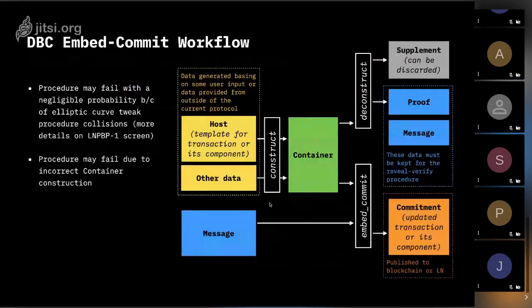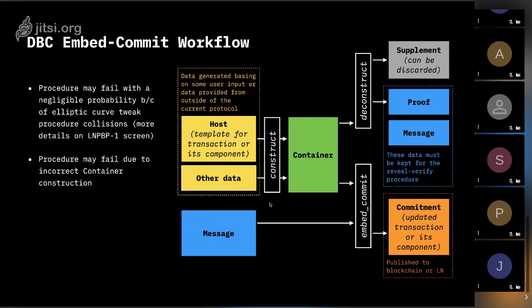That's the workflow of deterministic Bitcoin commitments, linking all these terms together. So there are basically two stages. The commitment stage, which for these commitments we name embed commit, because with a normal commitment, you have a message and you create a commitment from it. With these commitments, you have a host, basically not even a host, but a host inside a container, and a message at the beginning, and you embed a commitment to the message into the container. So we name it embed commit to distinguish it from the simple commit procedure.